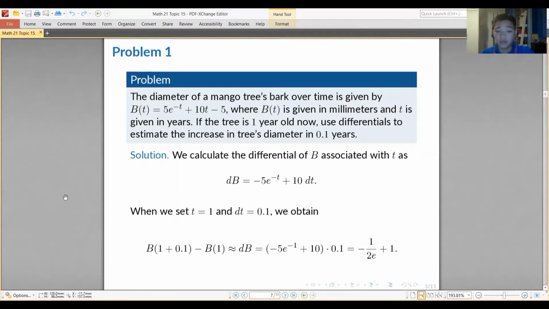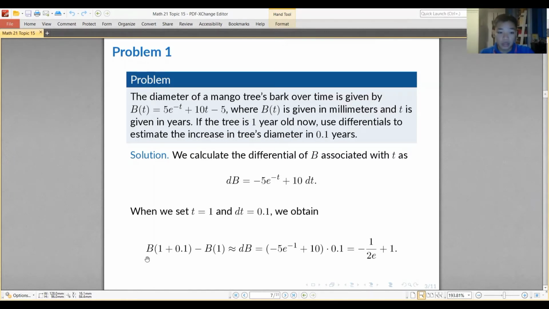And then take note of the values that we were given in the problem. We know that at present t is equal to 1, and that the difference in value of t is 0.1, since we want to go after 0.1 years. And then we get the following approximation.